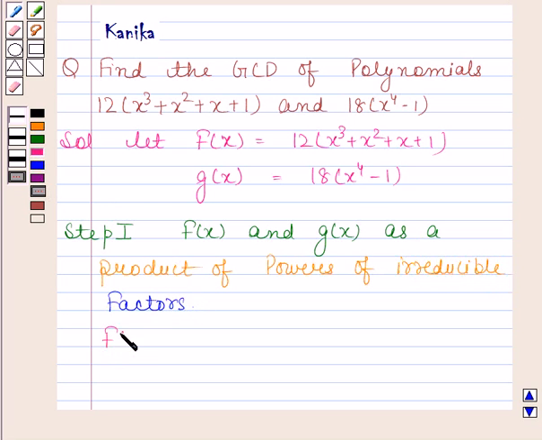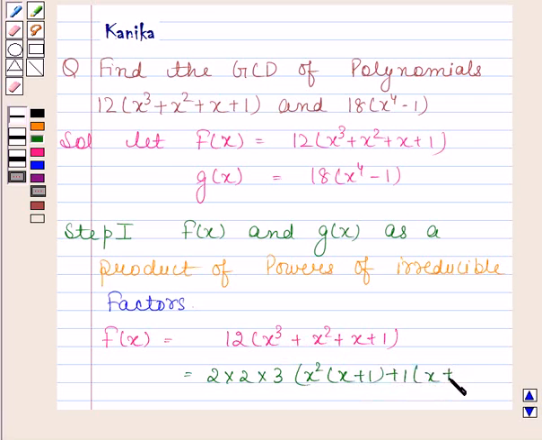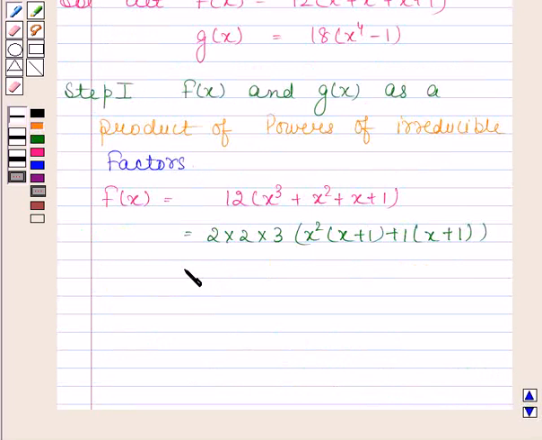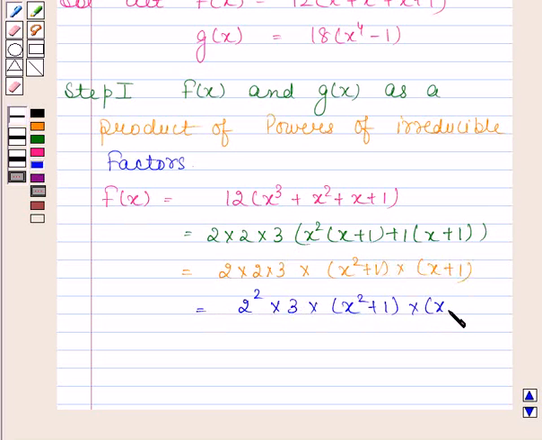f(x) is equal to 12 into x cube plus x square plus x plus 1. 12 can be written as 2 into 2 into 3. Now we will factorize this expression. We will take x square common from the first two terms and 1 common from the last two terms. And this is equal to 2 into 2 into 3 into x square plus 1 into x plus 1, and this is equal to 2 to the power 2 into 3 into x square plus 1 into x plus 1.